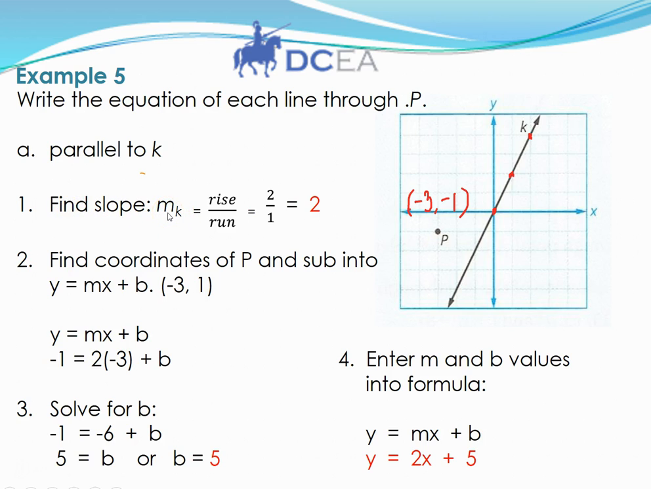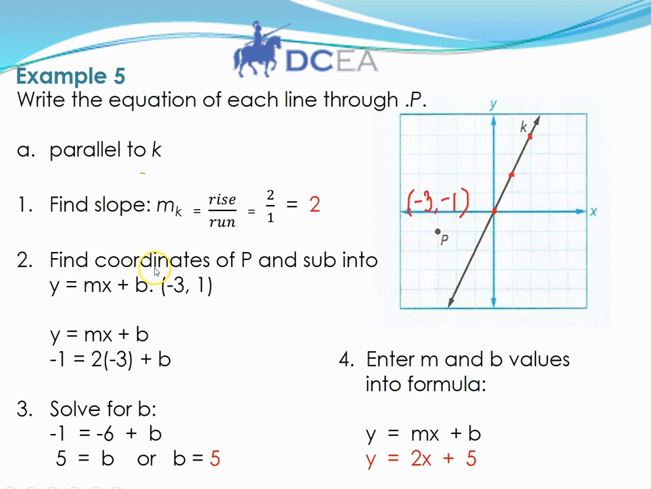We have point P right here, and we need to find the slope first. The slope is the slope of line K, which is the rise over the run. I chose to start at the origin, my convenient point. The rise from here would be 1, 2, and the run would be 1. Let me try that again to make sure it still is on the line. 1, 2, and 1. So the rise over the run is 2/1, which is 2. So our slope is 2.